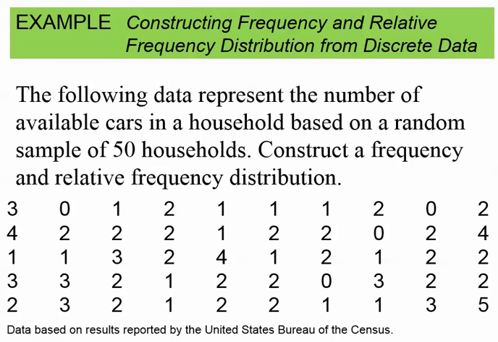In this video, I'm going to use StatCrunch to create a discrete data frequency histogram and relative frequency histogram. The data set that I'm using is here. It's a sample of 50 households where they were asked how many cars are in the household, and this data is coming from the United States Bureau of the Census.